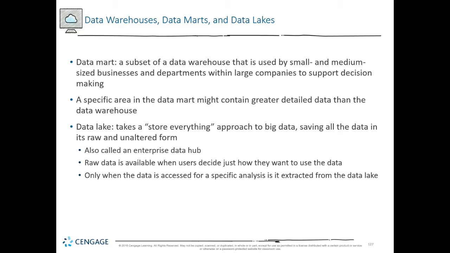A data lake takes a store-everything approach to big data, saving all the data in its raw and unaltered form, also called an enterprise data hub. Raw data is available when users decide just how they want to use the data. Only when the data is accessed for specific analysis is it extracted from the lake.